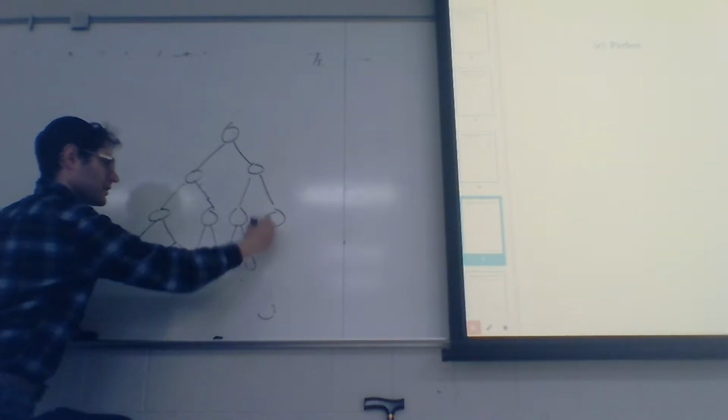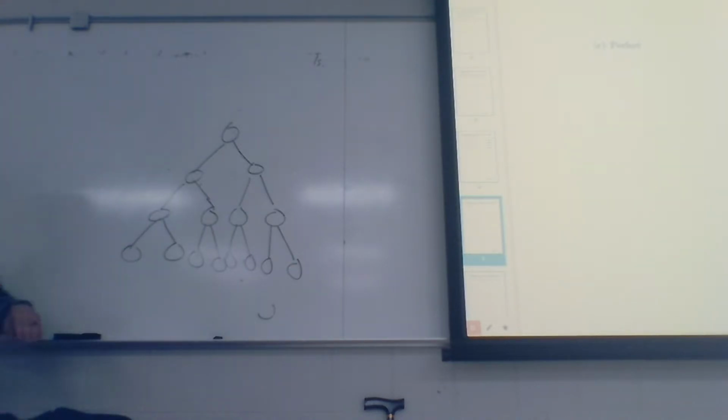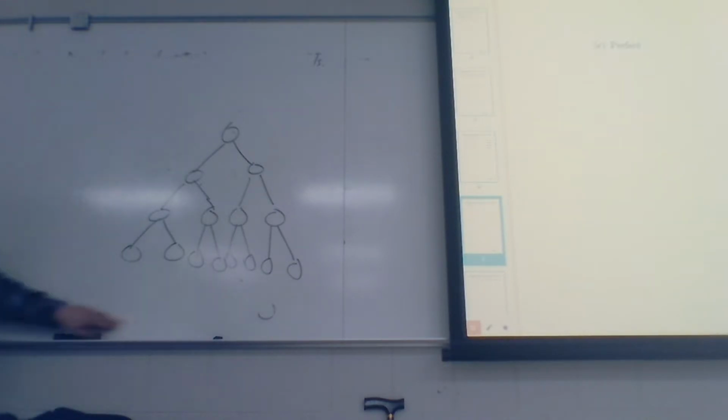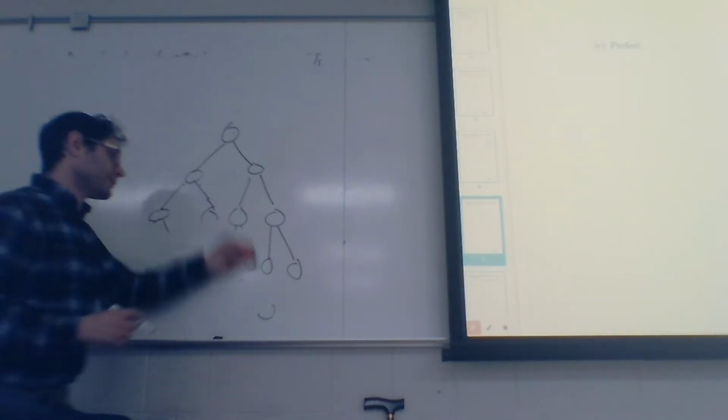Over here, this is 2 to the 4 minus 1 nodes, right? And for it to be a perfect tree of height 5, we'd have to draw 2 children for every one of these leaves. All right, so that gets us into the question of what is a complete tree.